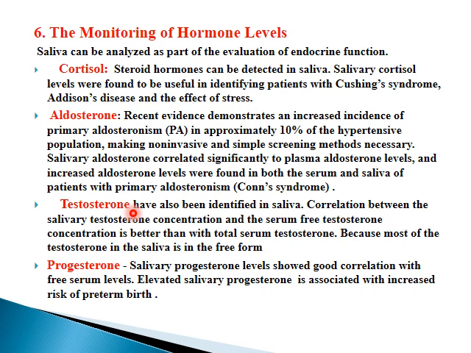Testosterone hormone has also been identified in saliva. Correlation between the salivary testosterone concentration and the serum free testosterone concentration is better than with total serum testosterone, because most of the testosterone hormone in the saliva is in the free form. Progesterone hormone. Salivary progesterone level shows good correlation with the free serum level. Elevated salivary progesterone is associated with increased risk of a preterm birth.